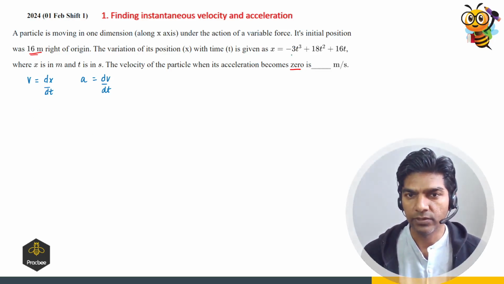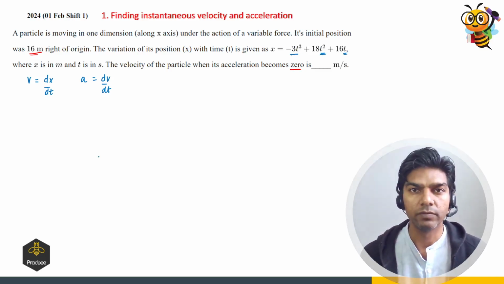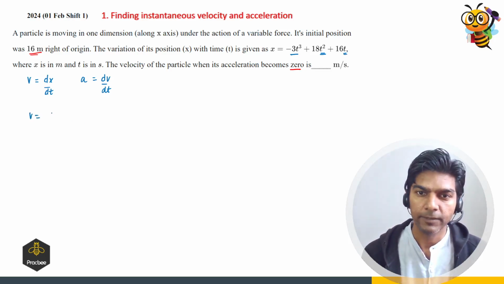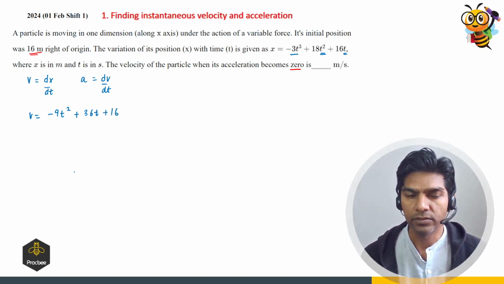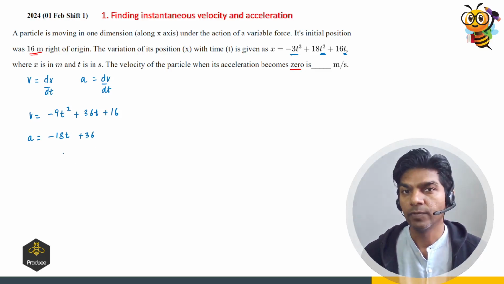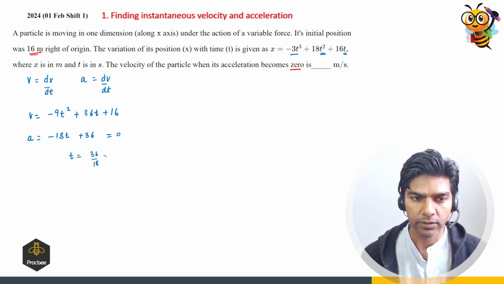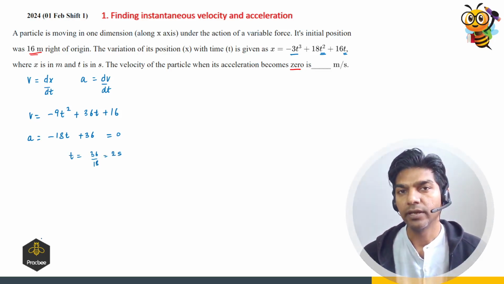So the differentiation of t cube will be 3t square, differentiation of t square will be 2t, and differentiation of t will be 1. So we can say v is nothing but minus 9t square plus 36t plus 16. So that is instantaneous velocity. Now if you differentiate again, then the instantaneous acceleration will be minus 18t plus 36, and let us find the time when this acceleration is 0. So when this acceleration is 0, t will be 36 by 18, which is nothing but 2 seconds. Now we got the time when acceleration is 0.